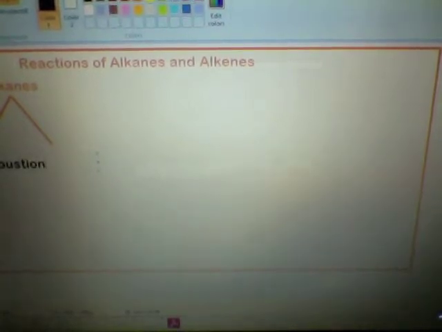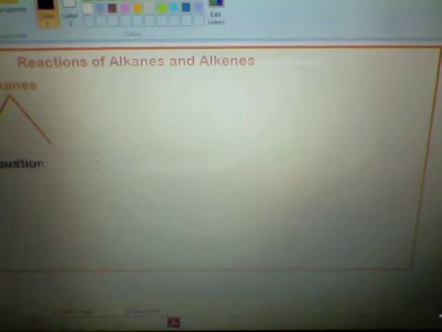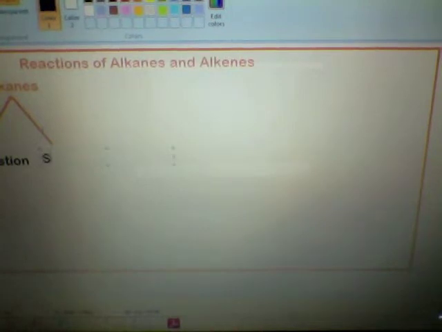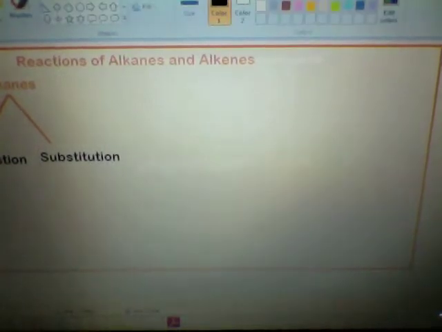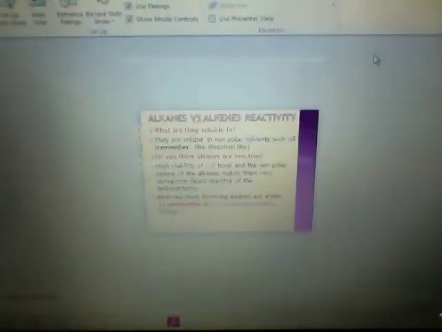Remember that alkanes undergo two main types of reactions, and only one of them we've spoken about so far, which is combustion. You had a little bit of homework where you had to balance different combustion reactions, and then we have substitution. So that's what you should have so far. Now let's have a look at combustion again.